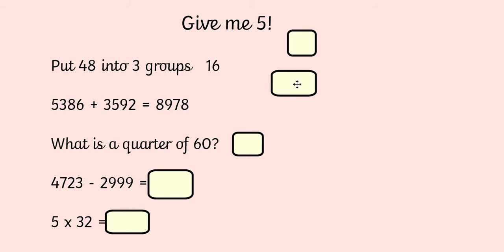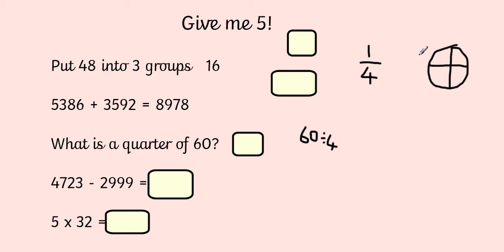Okay, next one. What is a quarter of 60? Bit of a tricky one. Here's how we normally write a quarter, like this. Or we can show a quarter. We split it into 4 and each one of these pieces is a quarter. So when we're quartering something, we split it into 4 pieces. So you could have either done 60 divided by 4, or you could have halved 60, then halve it again.